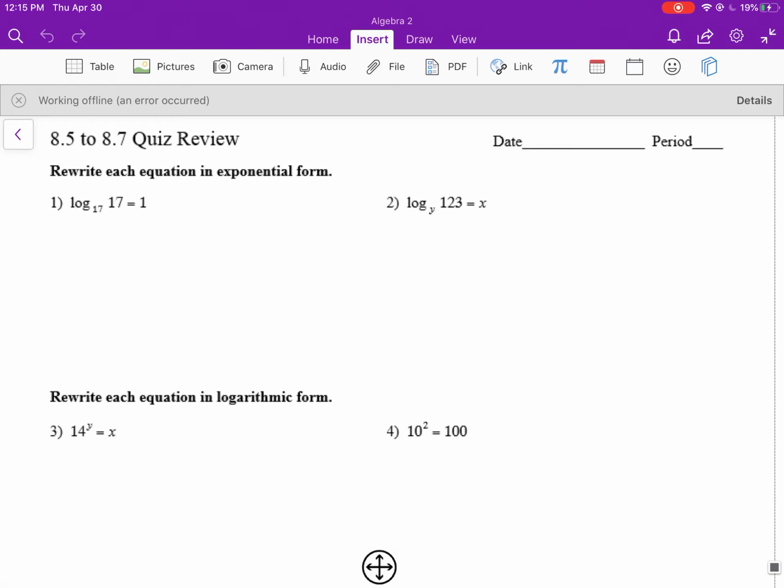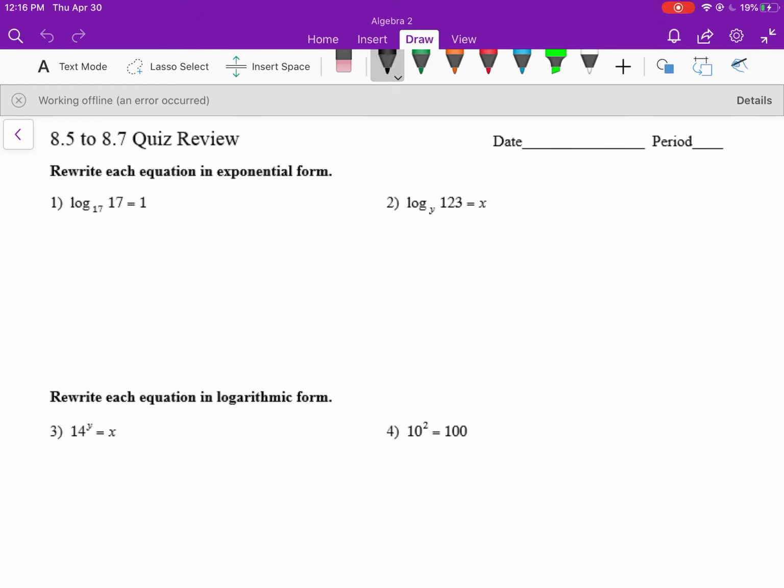So this is just knowing how to change from exponential to logarithmic and logarithmic to exponential. So we know that log base b of m equals x is the same thing as b to the x equals m. So the base of the logarithm is the base of the exponent, and then the thing on the right side goes to the power, and then you have the m over there.